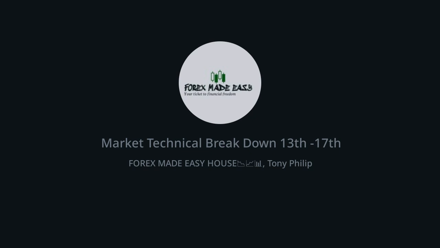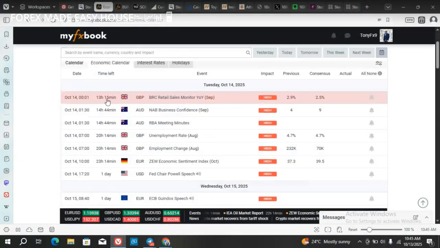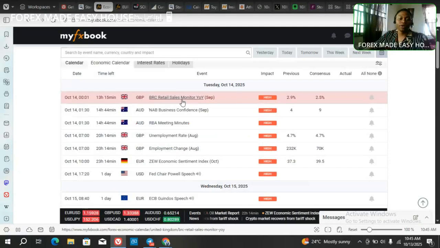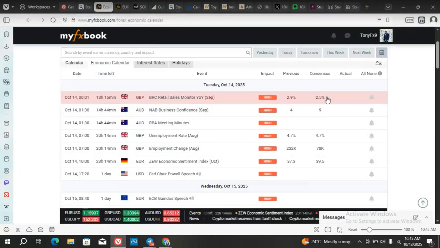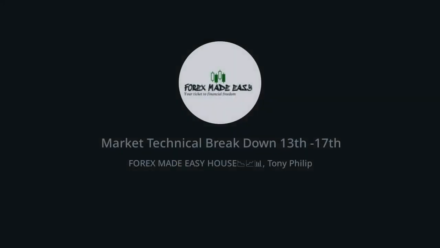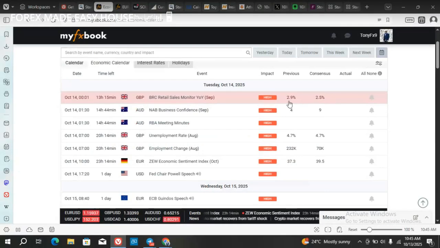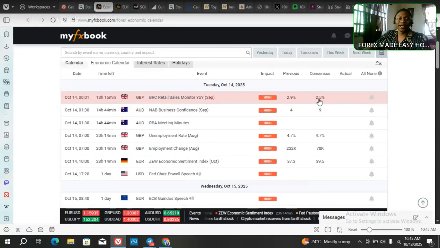No fundamental news for Monday, just Tuesday, and the first fundamental news we see is at 12:01 a.m. on Tuesday, West African time. This is in 13 hours and 15 minutes. We have the retail sales month over month for the Great Britain pound. Retail sales has to do with the total sales of products in retail stores. Over here we have a previous figure of 2.9%, and the banks or analysts are saying that it's going to be 2.5%.